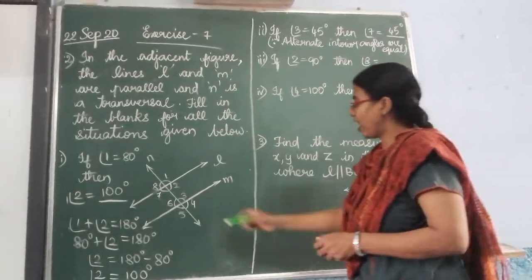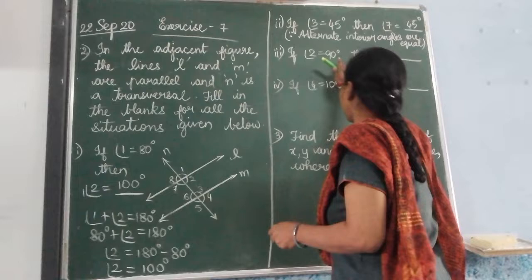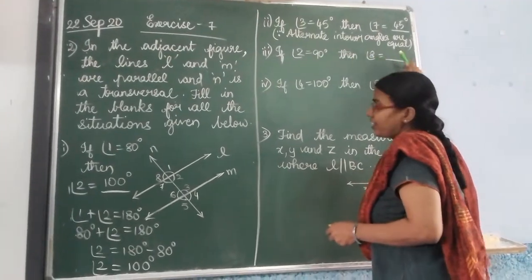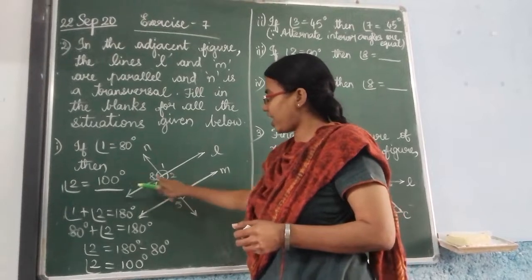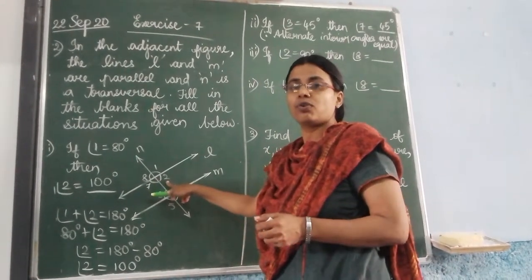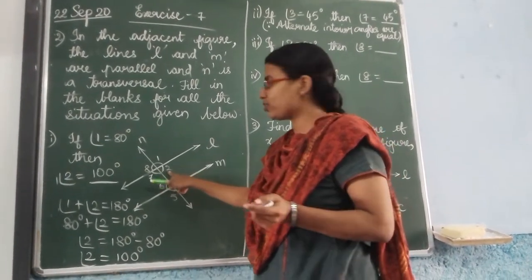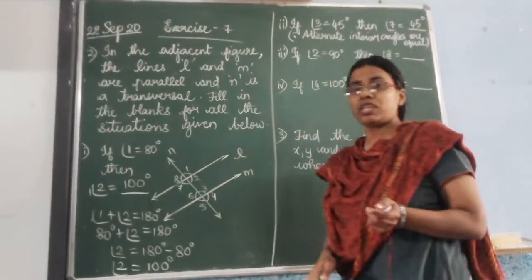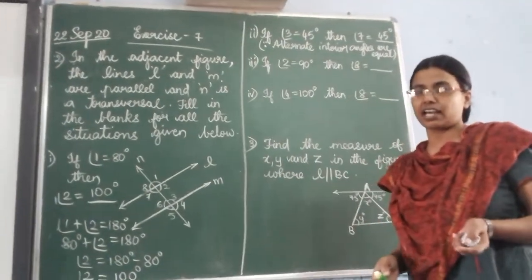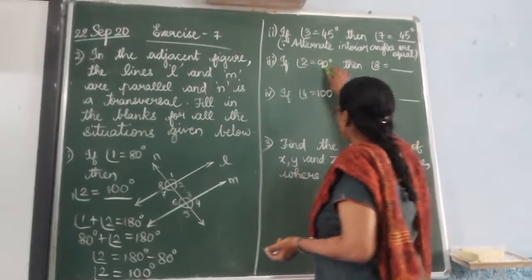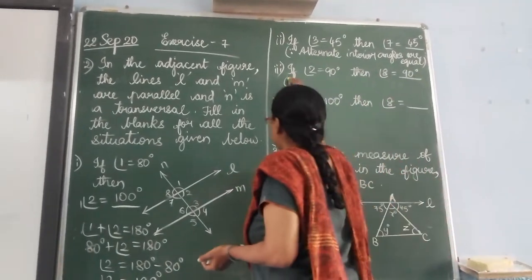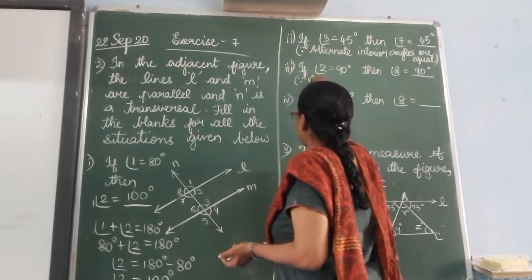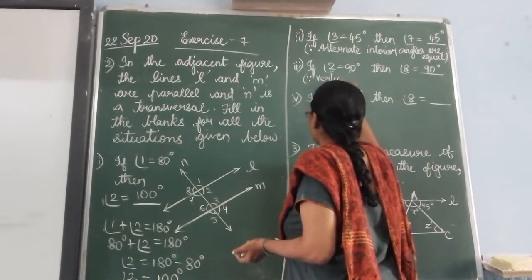Next, they gave angle 2 is equal to 90 degrees. Then angle 8 is equal to how much? Angle 2 and angle 8, how are these angles? Vertically opposite angles. Very good. You know that vertically opposite angles are equal. So, angle 2 is 90, then angle 8 is also 90. Write the reason here: since vertically opposite angles are equal.